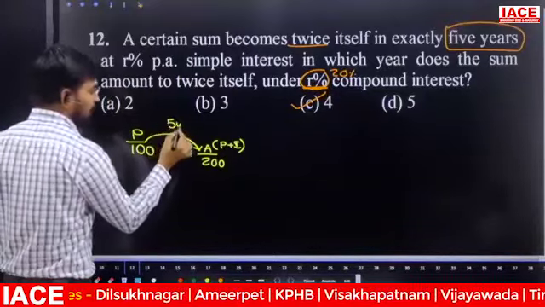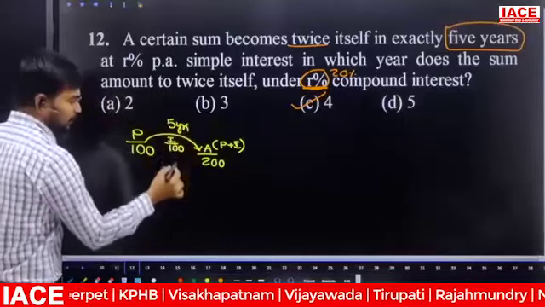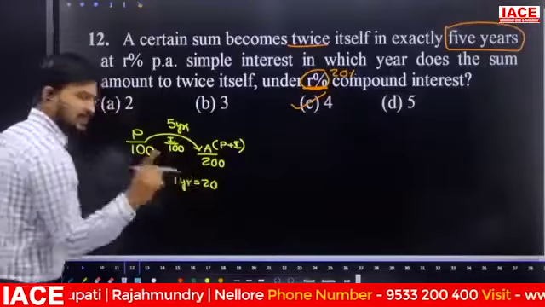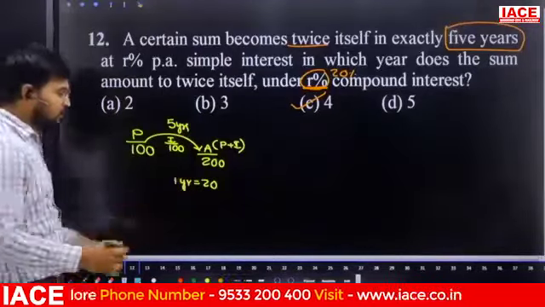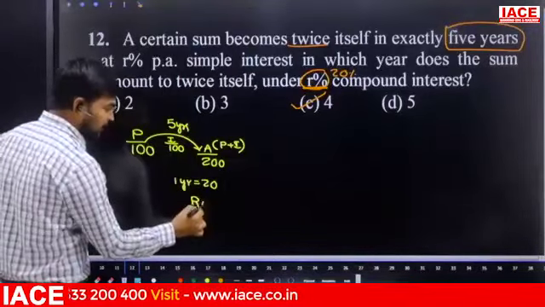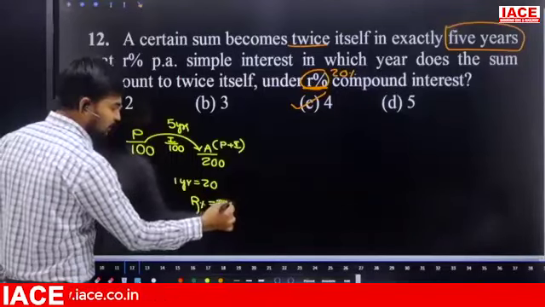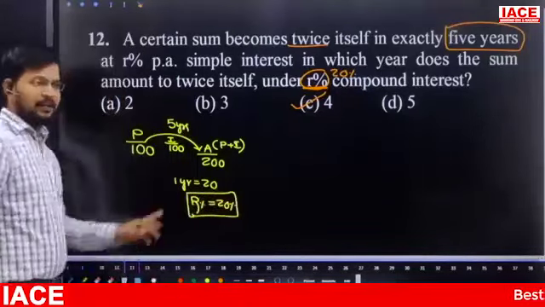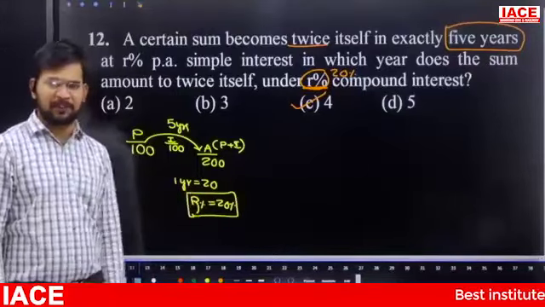100 rupees interest in 5 years. Therefore, 1 year interest is 20 rupees, because in simple interest, every year interest is the same. So the rate of interest is 20%. All of it clear?